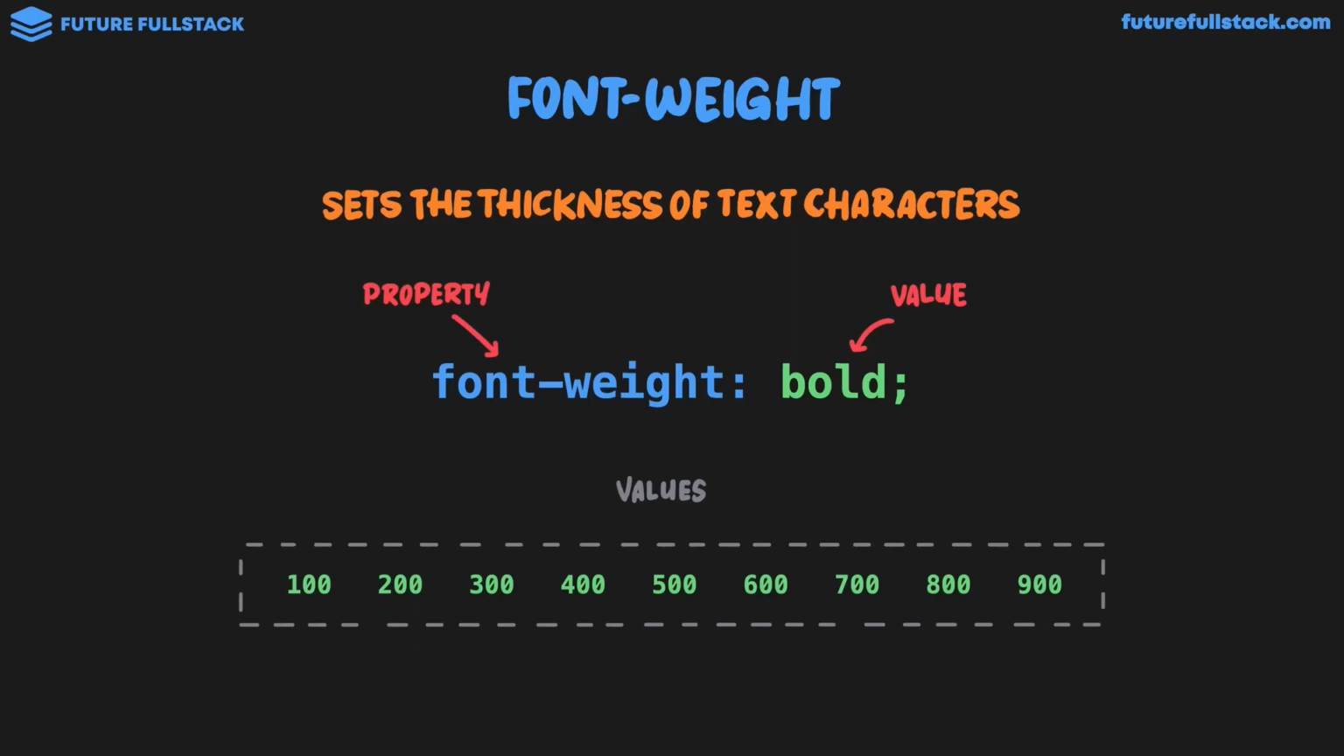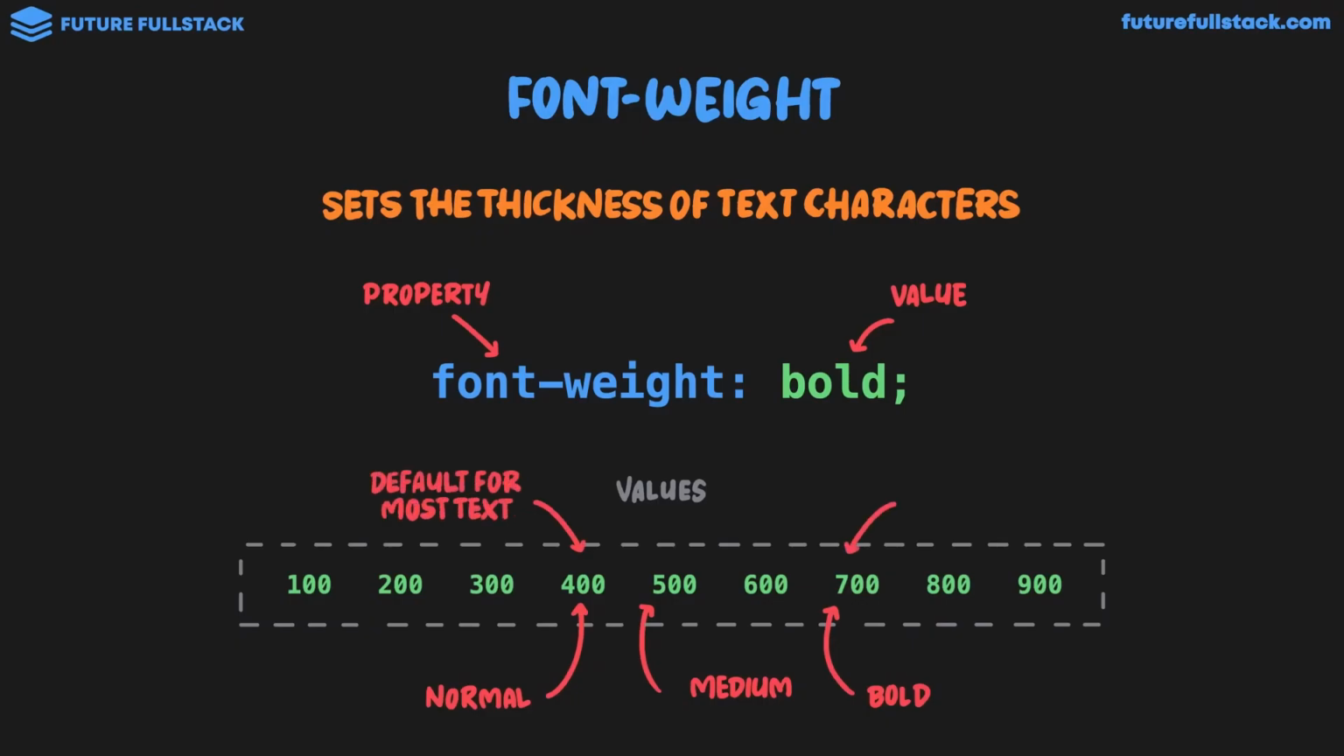Looking at some important values, 400 is considered normal, 500 is medium thickness, and 700 is bold. Normal, which is 400, is the default weight for most text, whereas 700 is the default for headings. When I say default, what I mean is that if we didn't apply any font weight styling, the default for most text would be 400, and the default for headings is 700. As you increase the font weight value, you make your text look bolder. Let's jump into VS Code and play around with this.